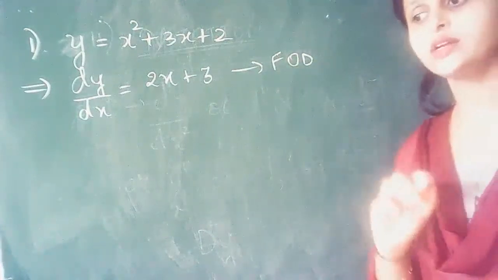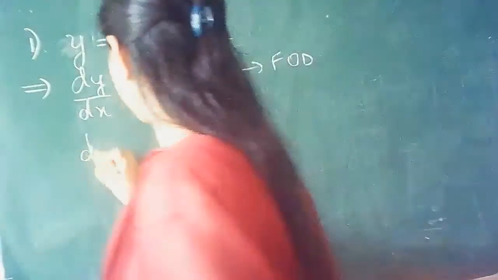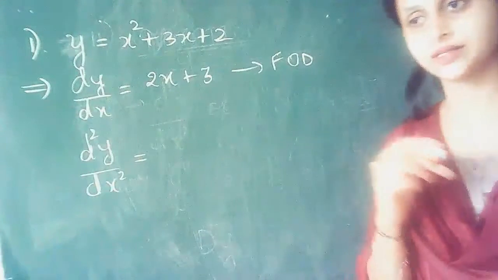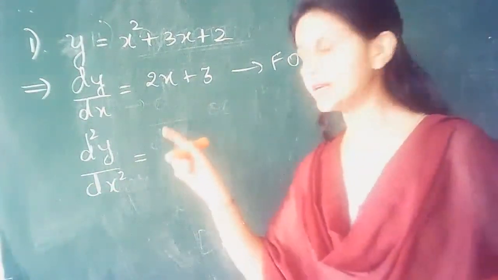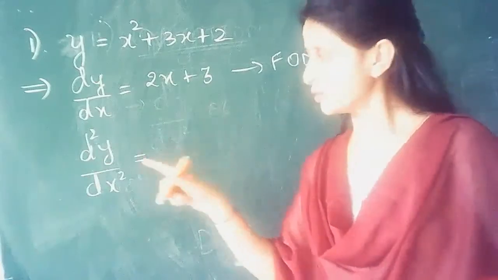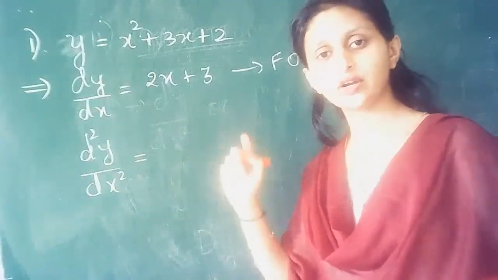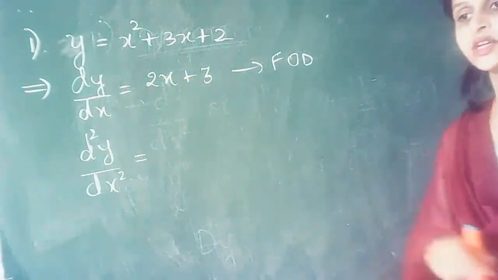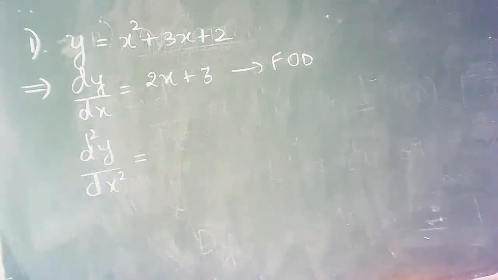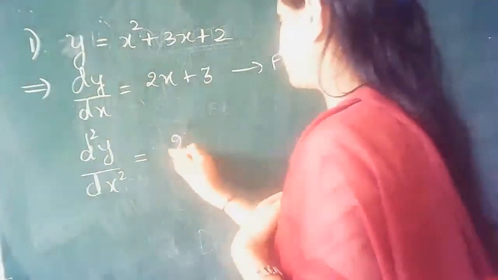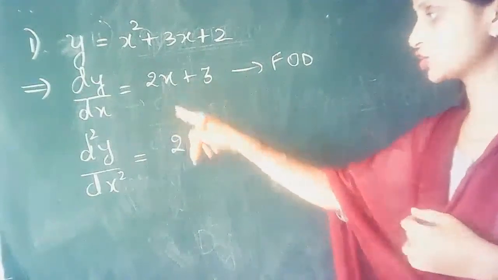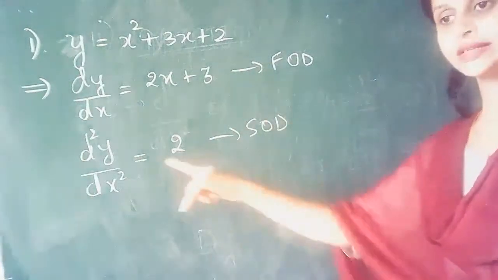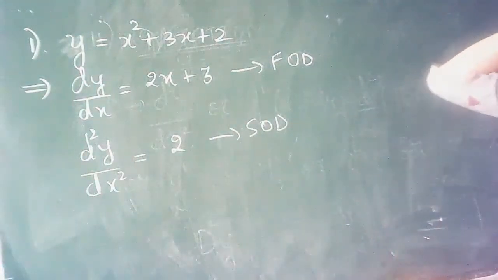But what have they asked us to find? We have to find the second order derivative, that is d square y by dx square, differentiating the function twice. Or you can say differentiating the first order derivative. If you differentiate this first order derivative, 2x plus 3, what answer do you get, students? Very good. Differentiation of 2x is 2. Differentiation of 3 is 0. So this is my second order derivative. So like this, we need to find the second order derivative.